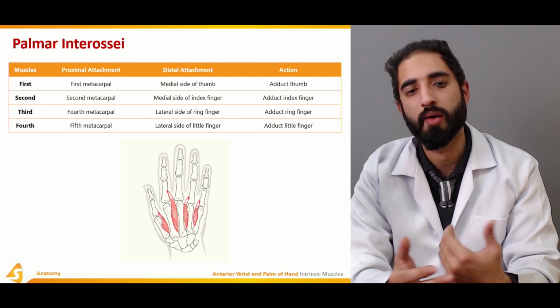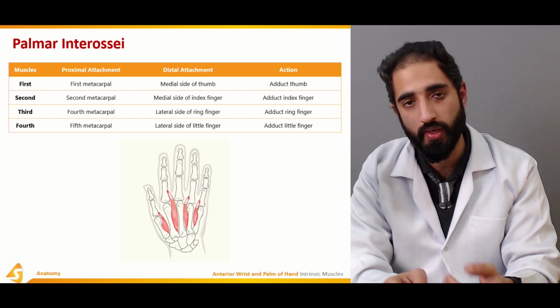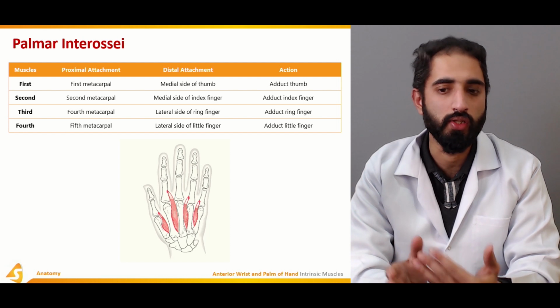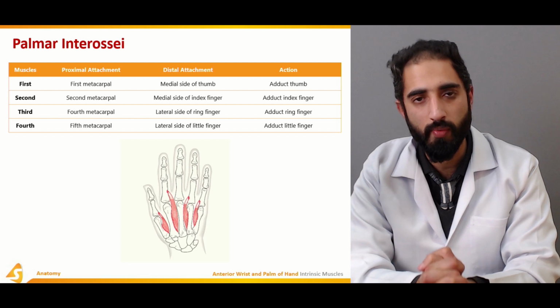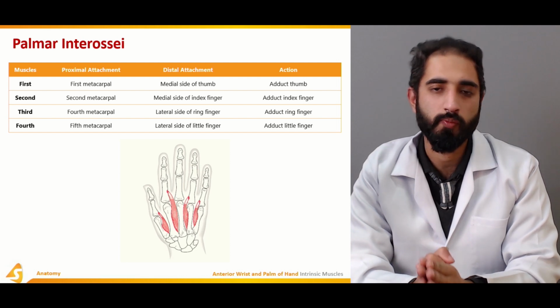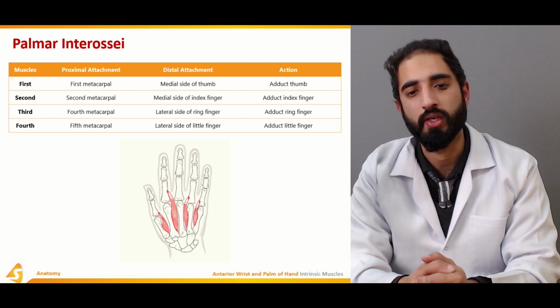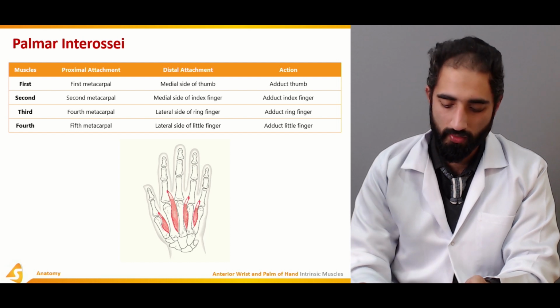The third palmar interosseous has the proximal attachment at the fourth metacarpal and its insertion at the lateral side of the ring finger, and it adducts the ring finger. And the fourth palmar interosseous has its proximal attachment at the fifth metacarpal and its distal attachment at the lateral side of the little finger, and it adducts the little finger.